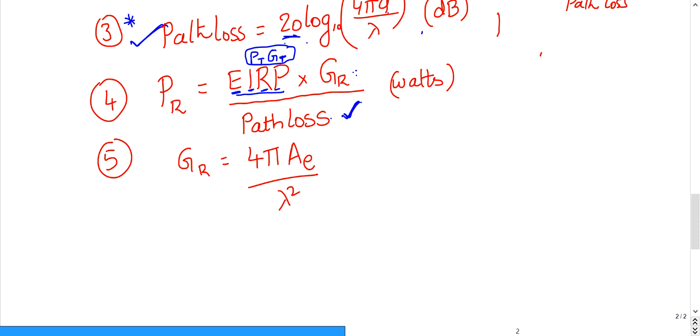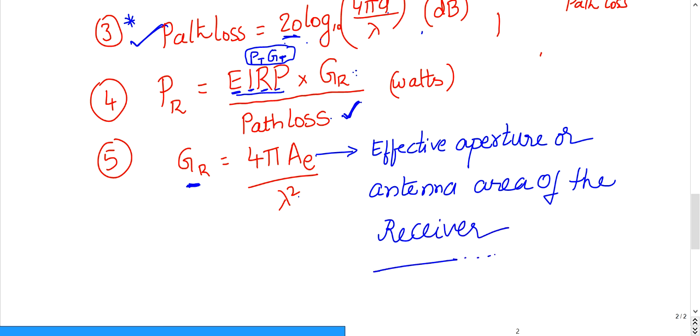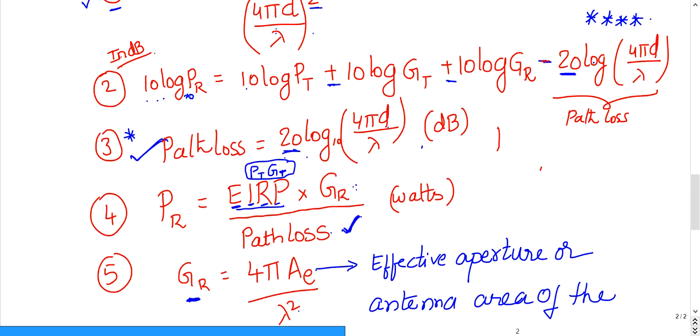That's it. And finally, the last formula is the receiver gain, which can be rewritten as 4 pi AE by lambda square. AE is nothing but effective aperture, which you might have studied in antennas. Effective aperture or antenna area of the receiver. So try to memorize, because all the questions, as you are saying, are formula based.